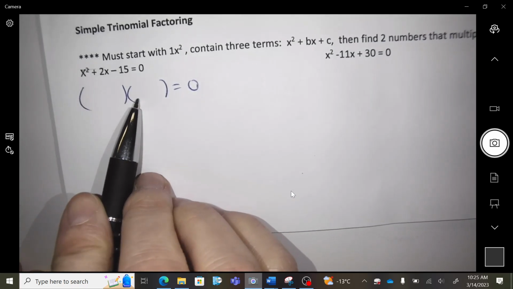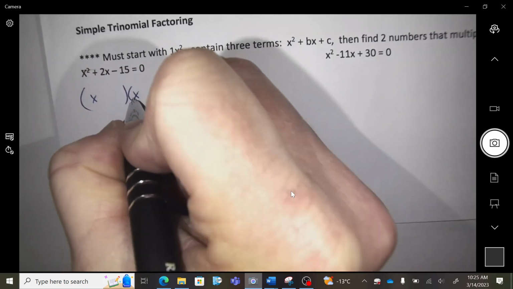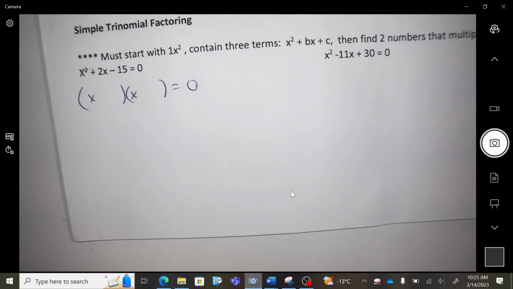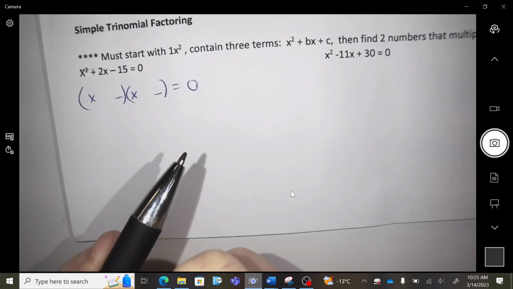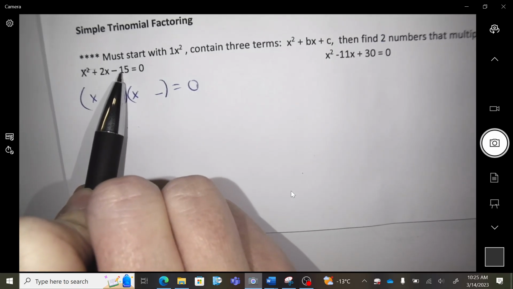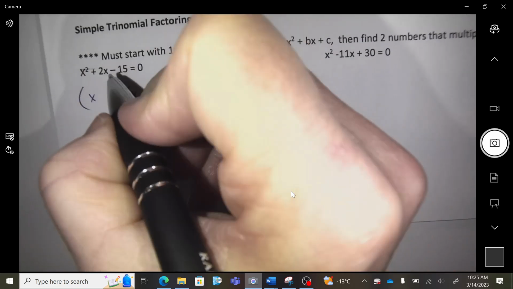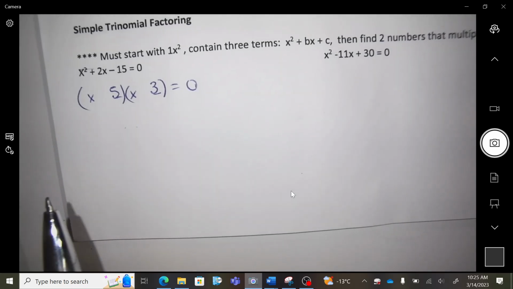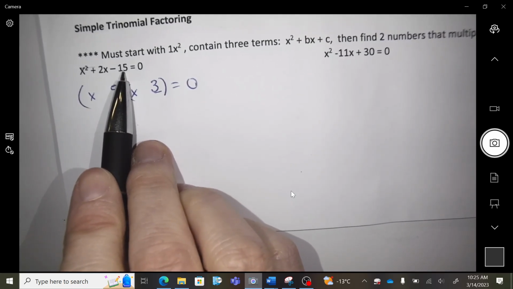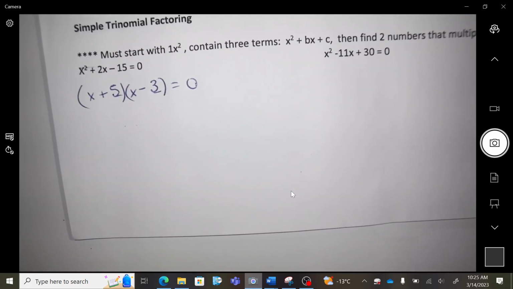The first times the first in your bracket sets have to make x squared. So therefore you're always going to have x times x. The last and the last in your brackets need to multiply to this and add to the middle. So you have to think about your multiples of 15. 5 and 3 are the multiples of 15, and then you've got to play around with plus and minus, because this is minus 15. So there'll be a plus 5 and a negative 3.